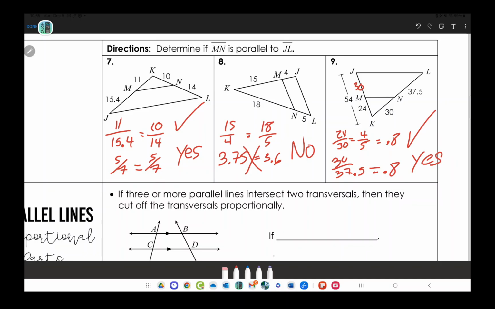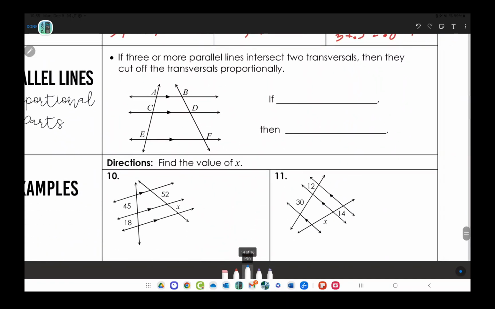Okay. Let's talk about parallel lines. If you have three or more parallel lines, so if AB is parallel to CD, which is parallel to EF, then the transversals that intersect all of those parallel lines will have proportional segments, which means AC over CE is equal to BD over DF. So pretty much the same concept here.